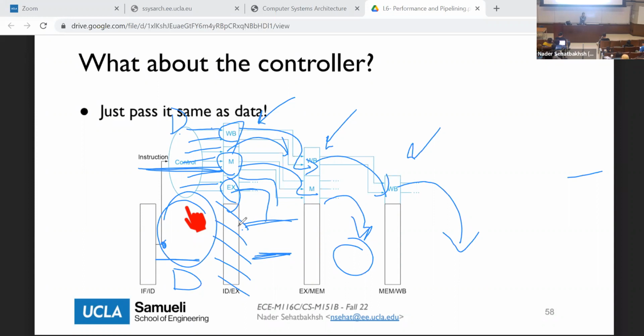The question is, how big are these registers? It depends on the size of these lines. For example, if it's 1 bit, we need a 1 bit register per those lines. If you have 32 bits, you need 32 registers.